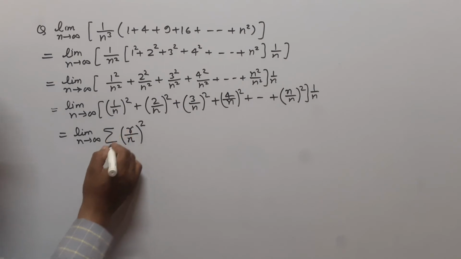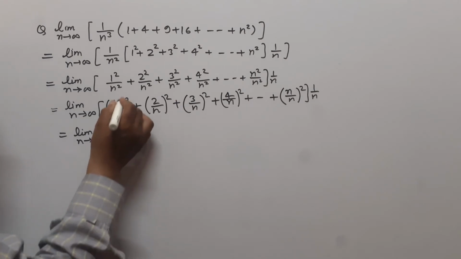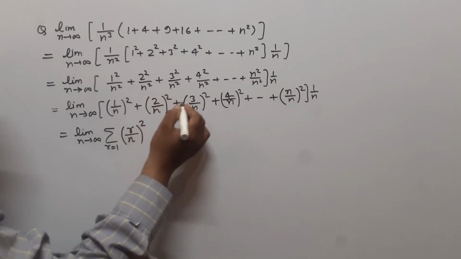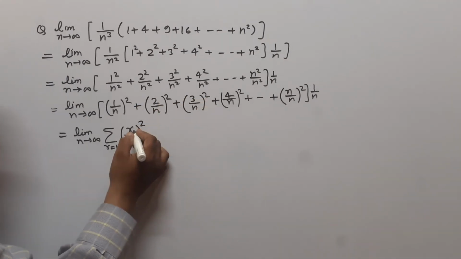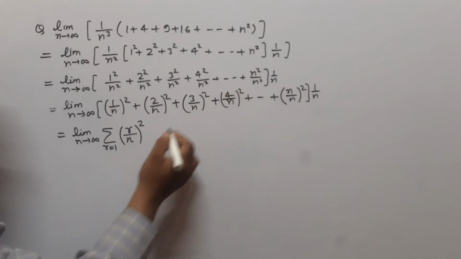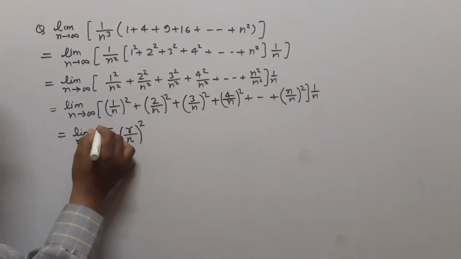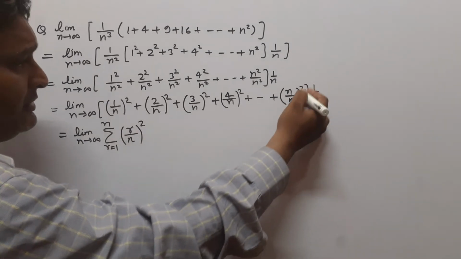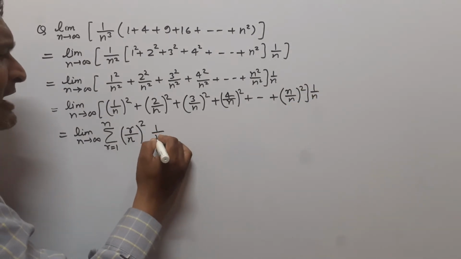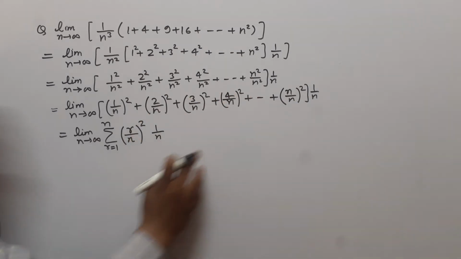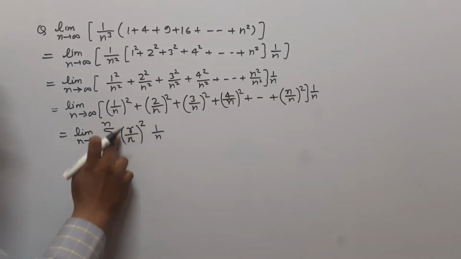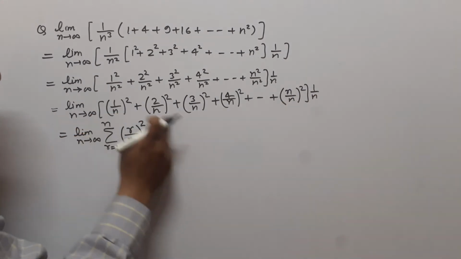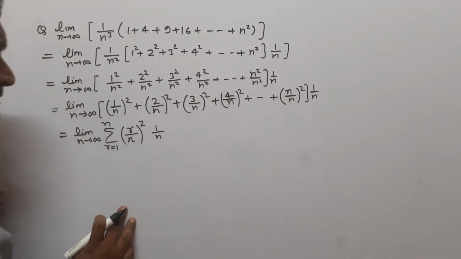When we write r equal to 1, we get the first term. When we write r equal to 2, we get the second term. When we write r equal to 3, we get the third term. When we write r equal to 4, we get the fourth term. When we write r equal to n, we get the nth term. And this 1 upon n is multiplied in each term. So this 1 upon n is multiplied in the rth term. So this is the compact form of this sequence.